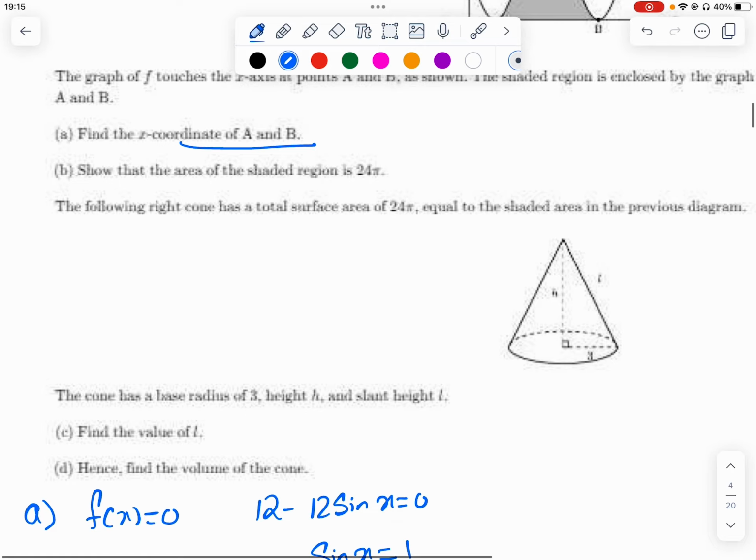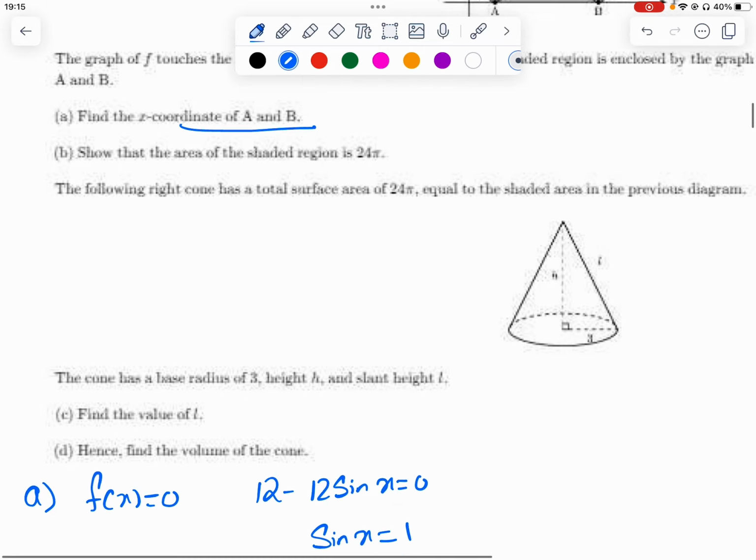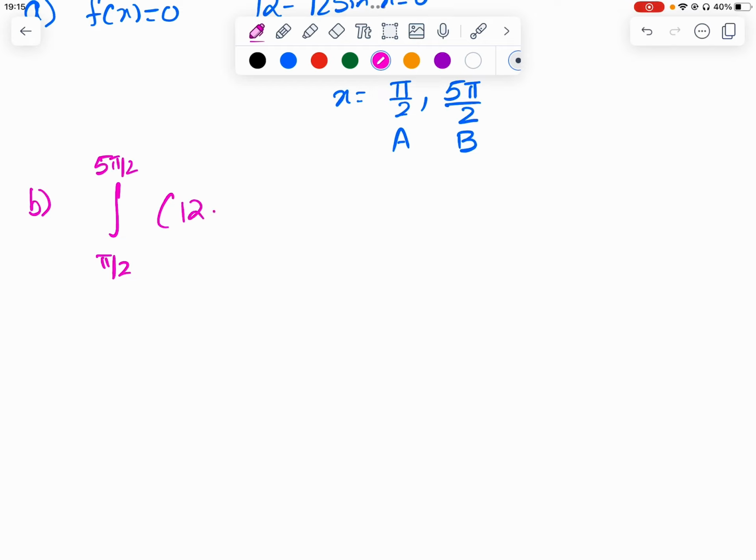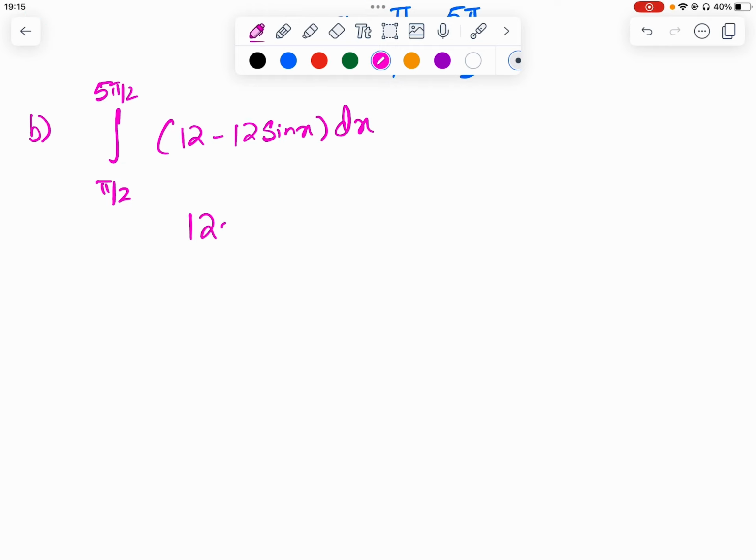Now coming to the next question, show that the area of the shaded region is 24 pi. So we know that the shaded region is between pi by 2 and 5 pi by 2. What is that? The integral of 12 minus 12 sine x dx. Because this is a non-calculator based question, you have to do the integral: 12x, then minus 12 sine x integral is positive 12 cos x, from pi by 2 to 5 pi by 2.